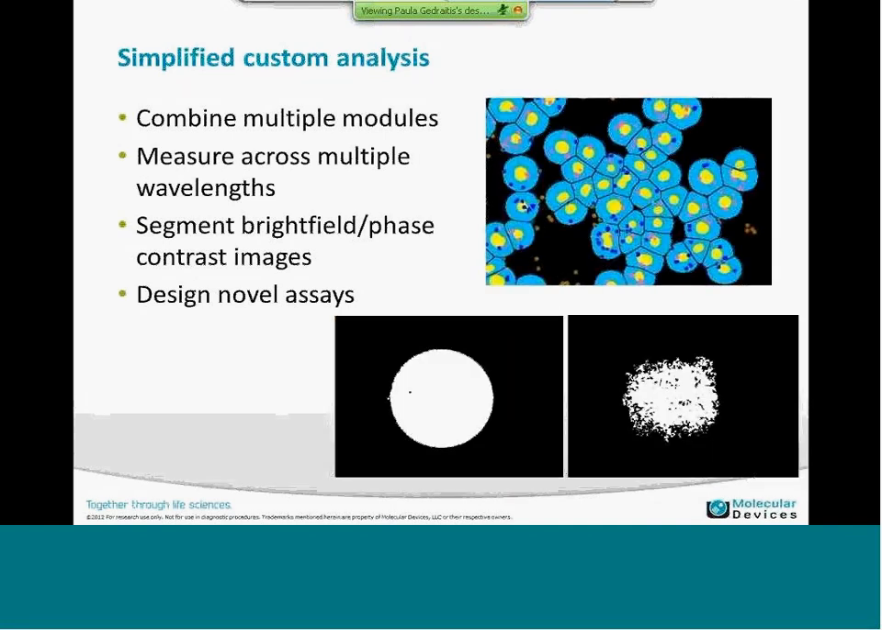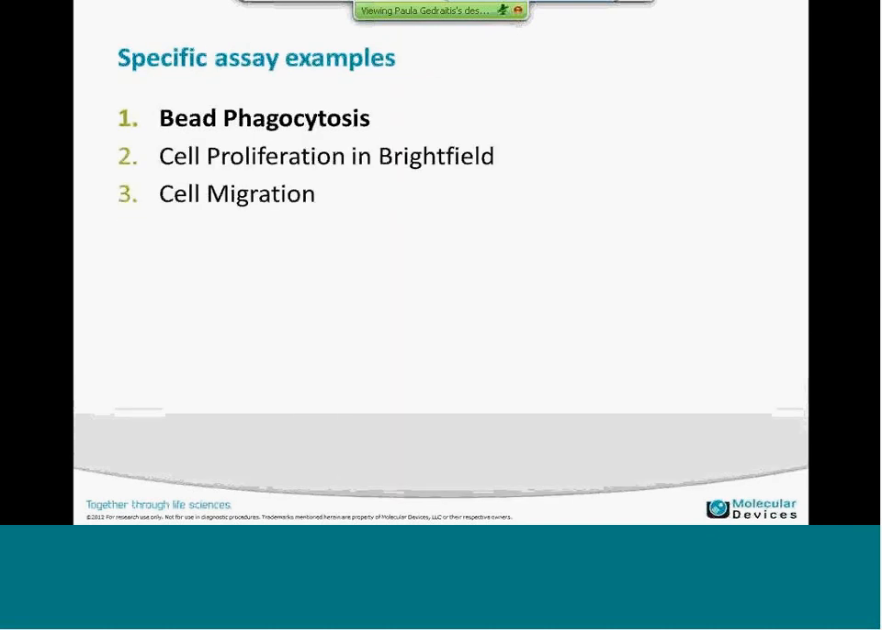So I'm going to show you some examples of these live in the software today so you can see exactly how quick and easy it is to set up a custom analysis. I have 3 examples that I'm going to go through. One is a bead phagocytosis assay, and then also a bright field cell proliferation assay and a cell migration assay. I'm going to go ahead and start with the bead phagocytosis assay.